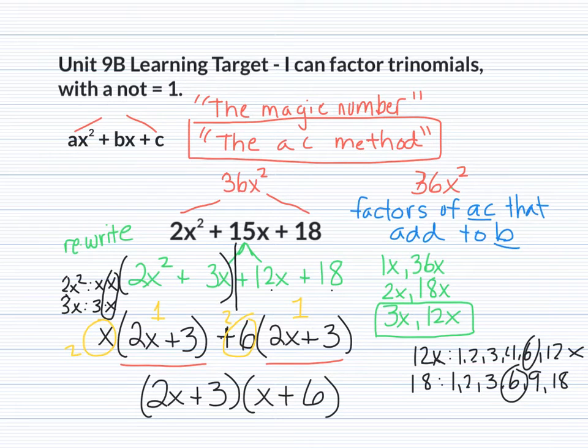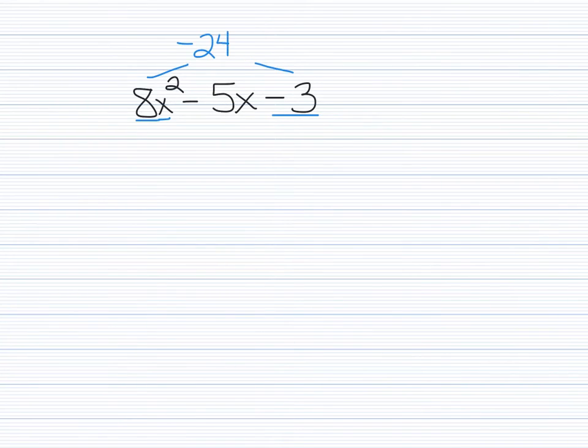Okay, I do want to look at one more example of this, go through it a little bit quicker, just so you can see. And remember, you can always re-watch this. Okay, let's say we have 8x squared minus 5x minus 3. Okay, so the very first thing we do is multiply the a and the c. So 8x squared and negative 3 gives us negative 24x squared.